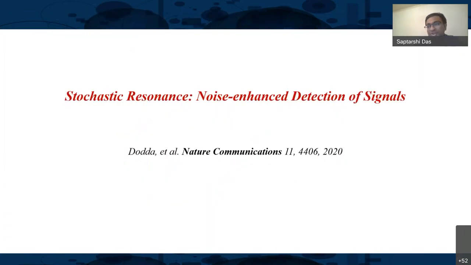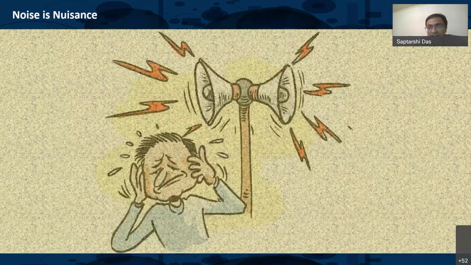And then I would like to give you a third example. And the third example will also be a little bit contrary to what you have believed so far. It is called stochastic resonance, or noise enhanced detection of the signal, or how noise can be used for better computation.